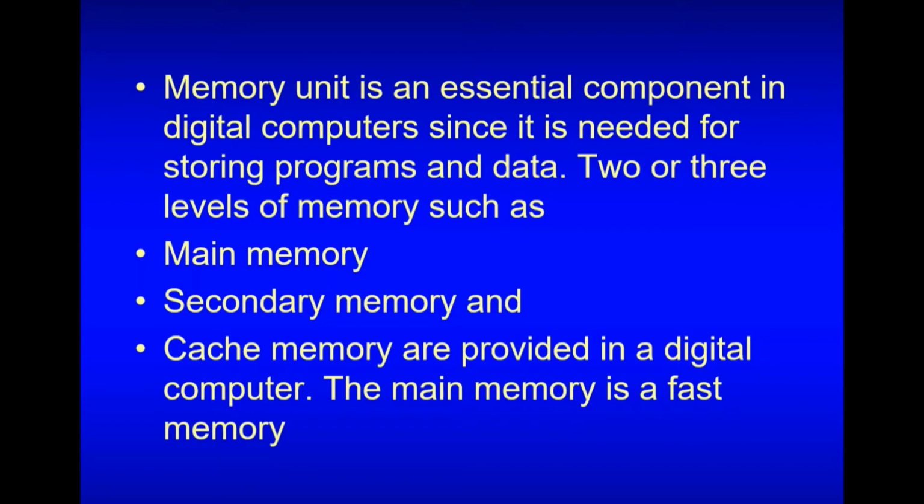Whenever a particular program has to be executed, the data for that program will be accessed from secondary memory and brought to cache memory. So every time the microprocessor requires the data, it will access the cache memory, which is the fastest memory compared to main memory and secondary memory. This entire process is carried out to make the execution of the program much faster.